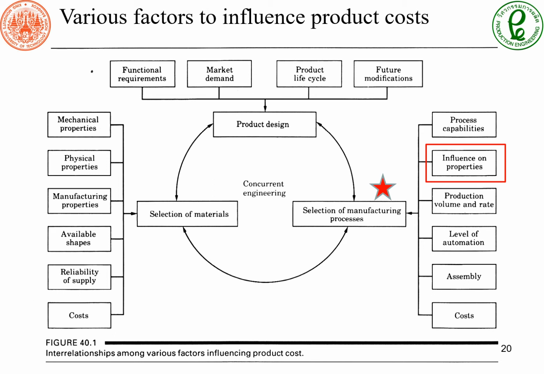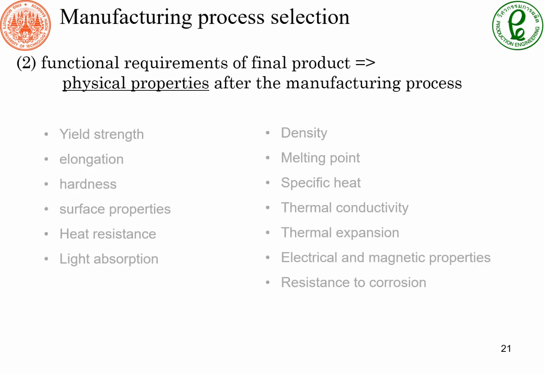The second aspect we need to consider when selecting a manufacturing process is its influence on properties. Some processes need to melt material to liquid. Some processes need to heat material to a soft state. In some way, a manufacturing process has effects on the physical properties of the material. For example, some forming processes affect material grain formation, leading to changes in material yield strength.